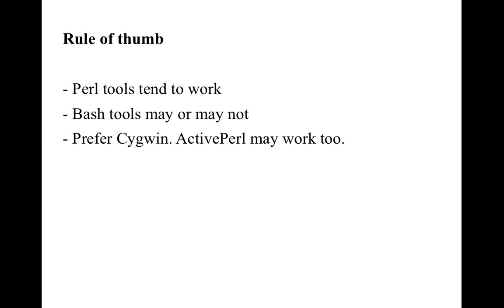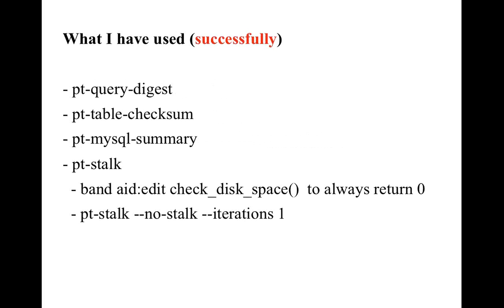Otherwise, let me know. So as for how to run Percona Toolkit on Windows, I prefer Cygwin. ActivePerl is supposed to work too with the Perl tools, of course. But the reason I prefer Cygwin is that it lets me run the bash tools too, and I get a lot of other goodies with it, like I said, and everything else. So I typically have done this with Cygwin, but I know some people run it with ActivePerl. Here's the list of tools that I have used successfully on Windows. All of them have worked for me one way or the other.